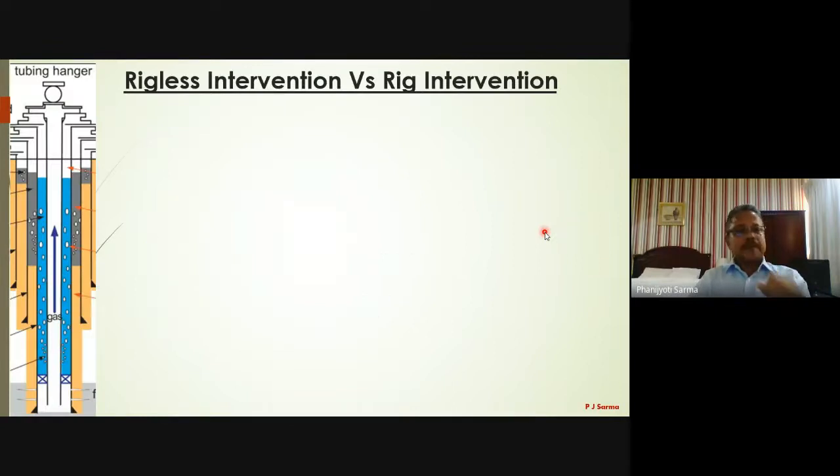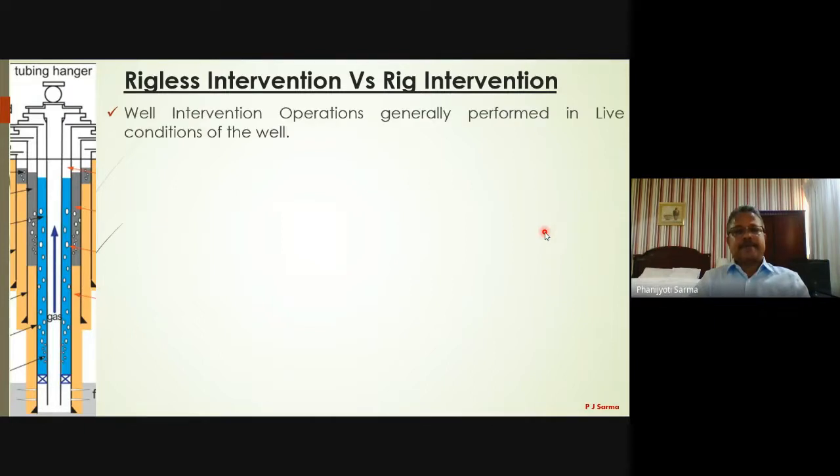On the left-hand side is the well diagram I am showing. It is the rigless intervention versus rig intervention. That means the light intervention versus the heavy intervention. In the rigless intervention, all the operations are generally performed in a live condition of the well. So the well is not getting killed.